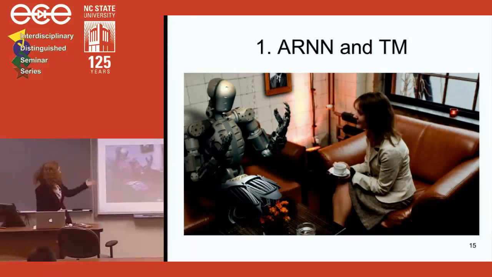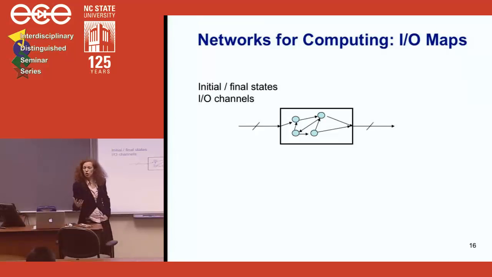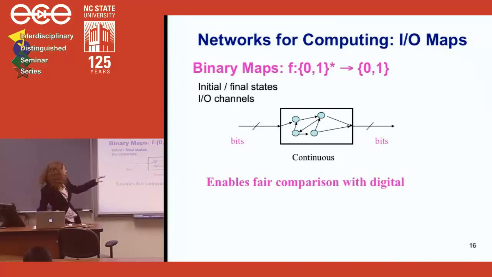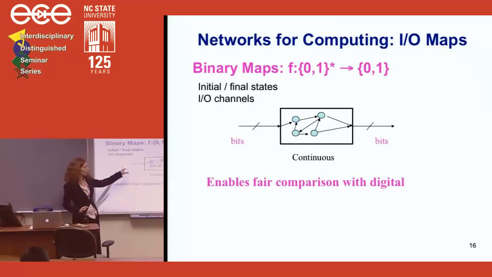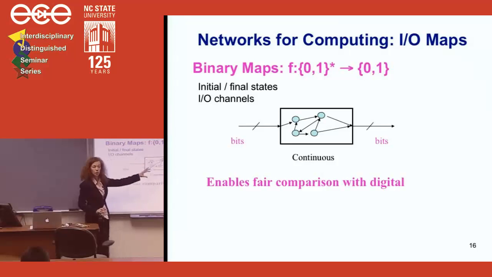So neural nets and Turing machines. How do you compare a neural net and a Turing machine? You need to have input and output because that's what a Turing machine does. So we have to have some channels. They have to be binary input because Turing machines start from some binary information on their tape. At the end, it puts 0 or 1. So it has to be finite input and answer. That's the world of the Turing machine.